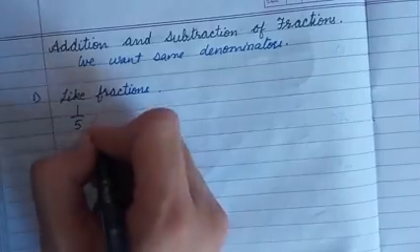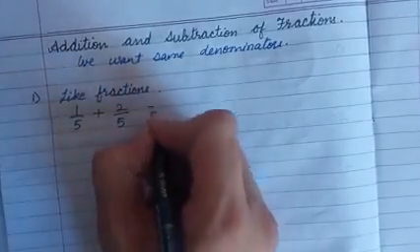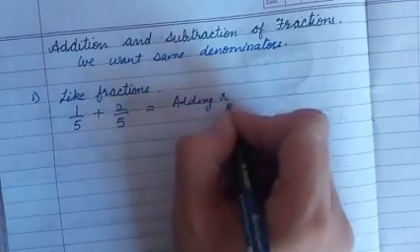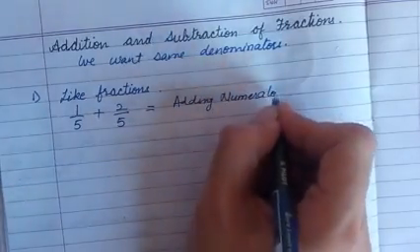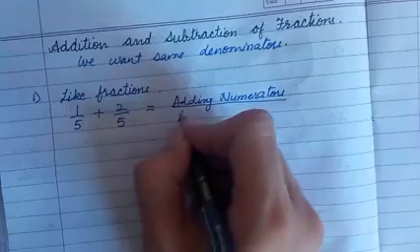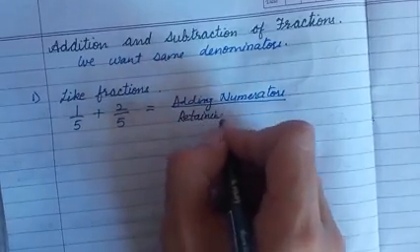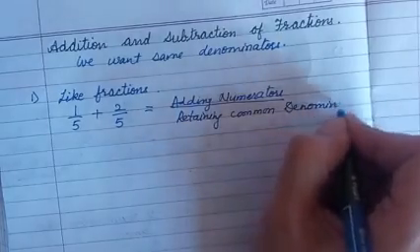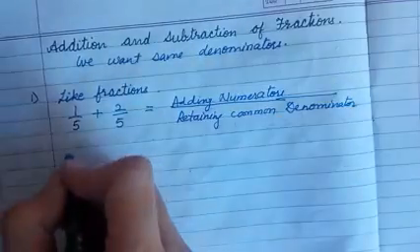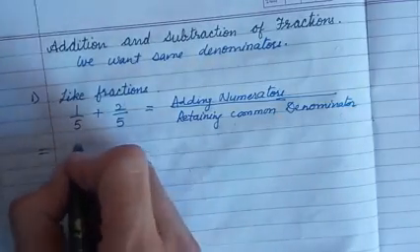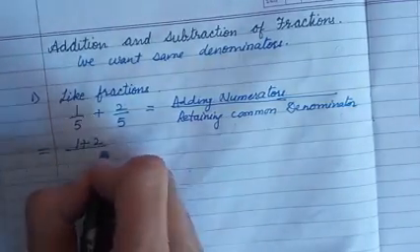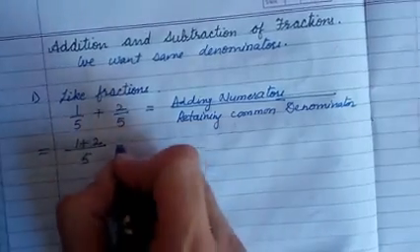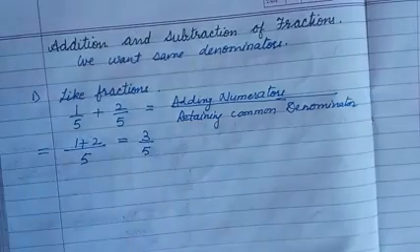Now see mathematically what we are doing. 1 upon 5 plus 2 upon 5. We are adding the numerators and retaining the common denominator. So here what we are doing, 1 plus 2, we will add the numerators and we will write the common denominator 5. So this is equal to 3 upon 5.